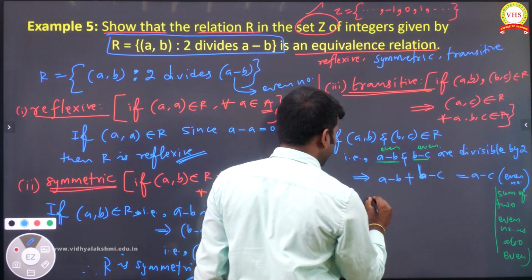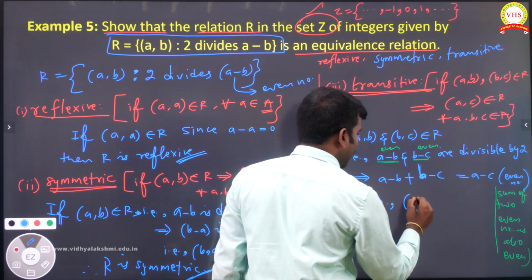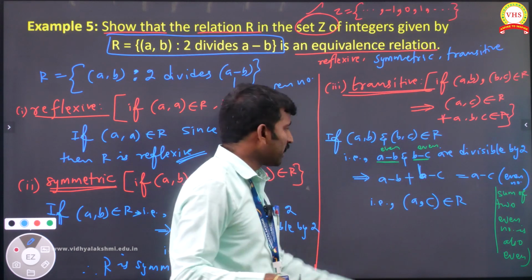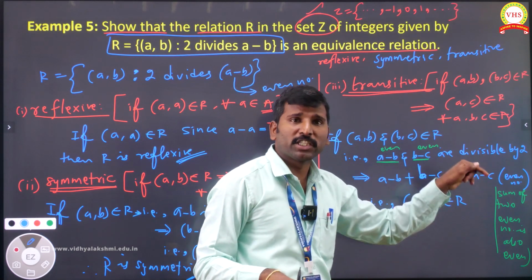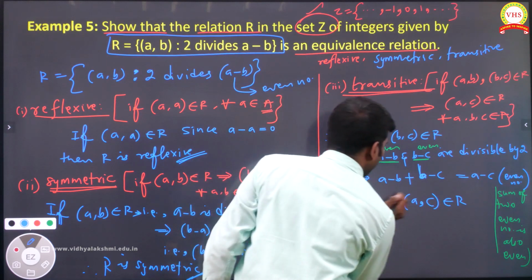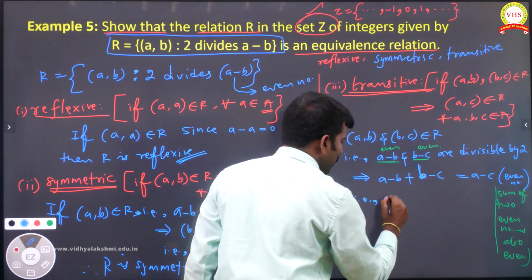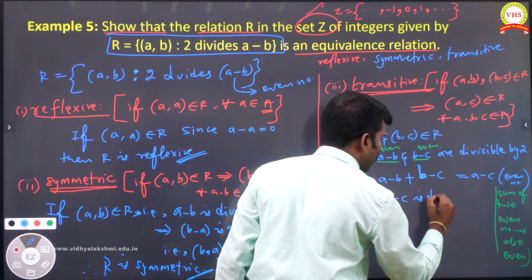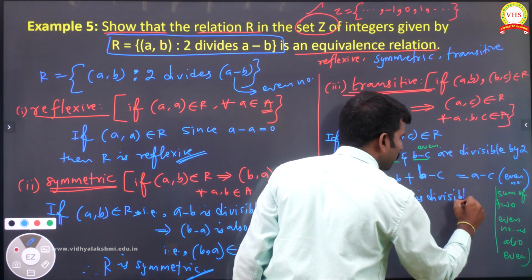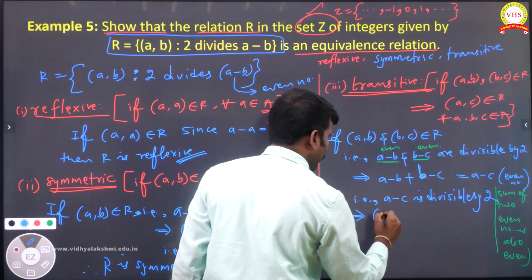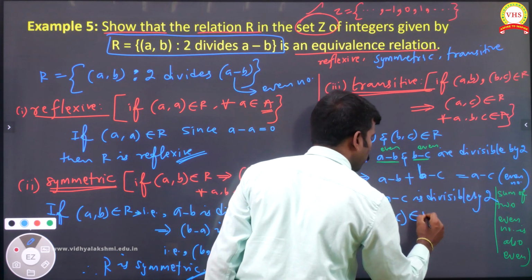Then what does it mean? A, C belongs to R. It means A minus C should be divisible by 2. Only then it holds. A minus C is even, that is, A minus C is divisible by 2. That is what you can write: A, C belongs to R.